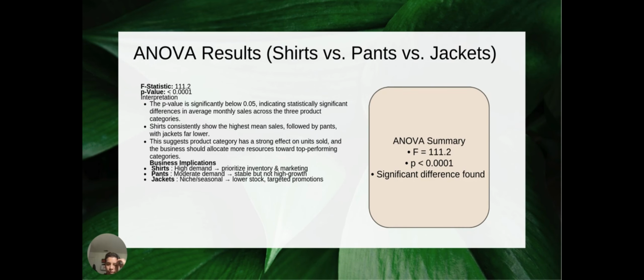And these are the results. So the post hoc analysis showed that the shirts significantly outperformed both pants and jackets. Jackets, however, showed strong seasonal spikes in colder months. This indicates that the company should not treat all products equally. Each category has statistically different performance patterns depending on seasons and on weather.